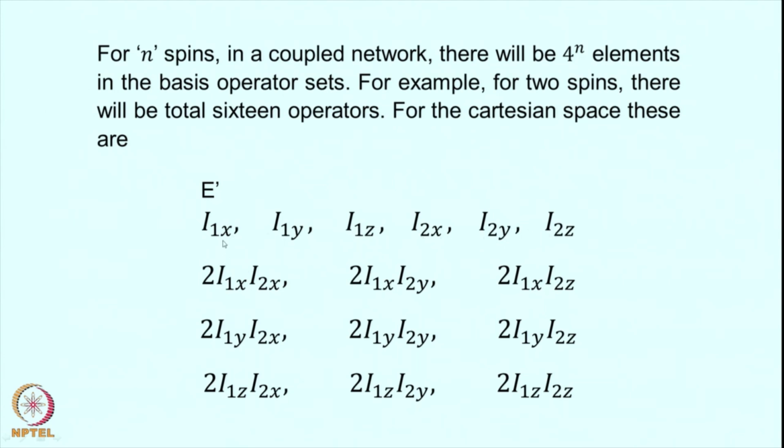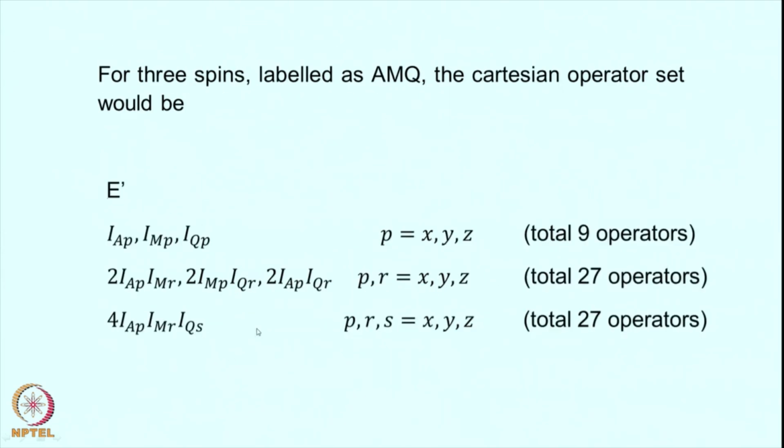Then I take individual products of each one of these with the other spin, and this is again a normalization factor. I will have 1x2x, 1x2y, 1x2z, and next 1y2x, 1y2y, 1y2z, and 1z2x, 1z2y, 1z2z, and these are the normalization factors in each of these cases.